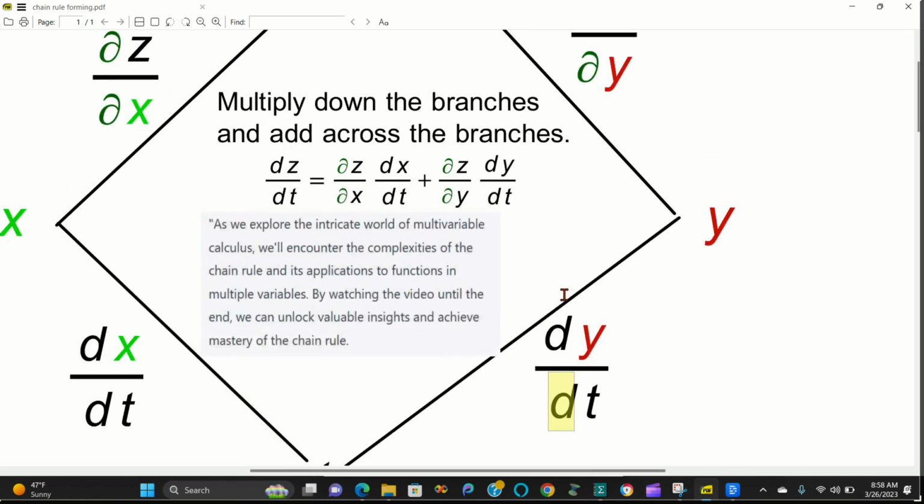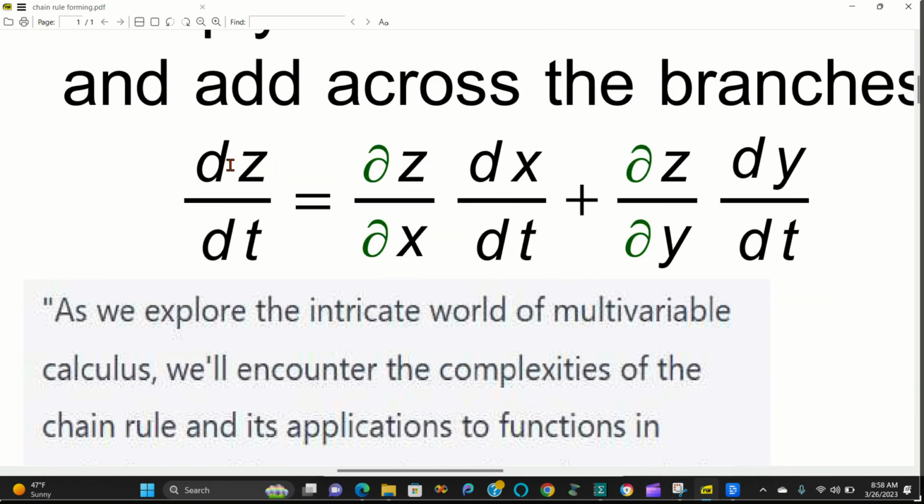So here's the basic procedure after that. You multiply down the branches and add across the branches. So you get the following over here. Let me zoom in on this part, especially here. So notice it's z right here and t down below because we're differentiating with respect to t ultimately. But this is the regular ordinary derivative d and regular ordinary derivative d, not partial, because ultimately the z here depends on a single variable t.